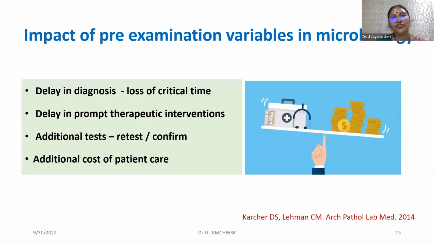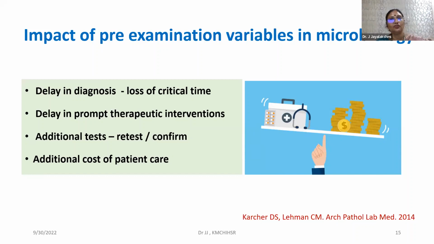Now, what is the impact of these pre-examination variables? What is going to happen if these 5 things fail? What is the worry? There is going to be a delay in diagnosis. So there is a loss of critical time. The time that is spent is going to be lost. So there is a very sick patient with meningitis, CSF sent, the sample has got misplaced, did not come with a test request form or something like that, and then it got stuck being looked for and waited for. By the time the test is done, probably the patient may not survive.